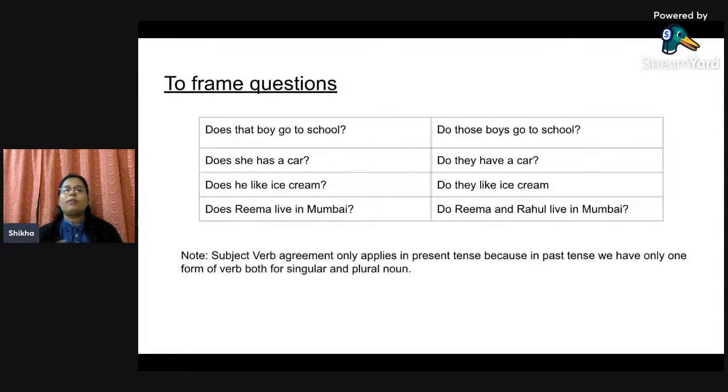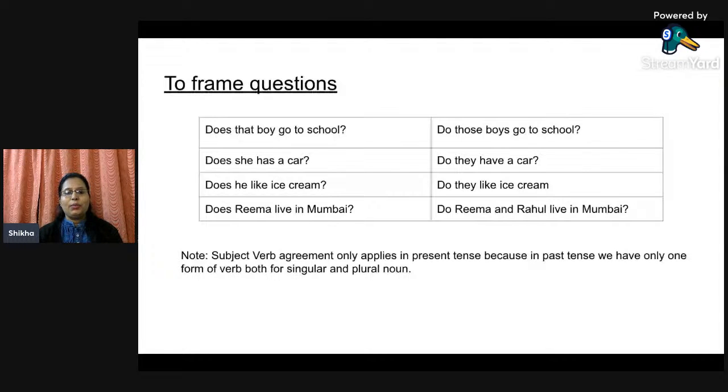But in case we are framing a sentence in past tense, we don't have to bother about our verb because we just add ed at the end. So irrespective of our noun being singular or plural, our verb would remain the same. They lived in Mumbai, he lived in Mumbai. So lived is the past form of the verb and it will remain the same whether we are talking about a plural noun or a singular noun.